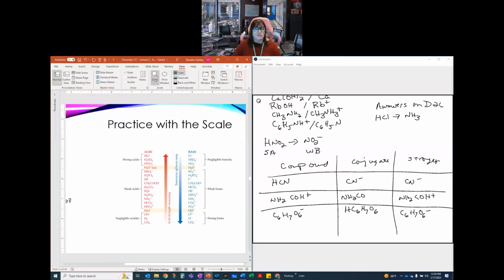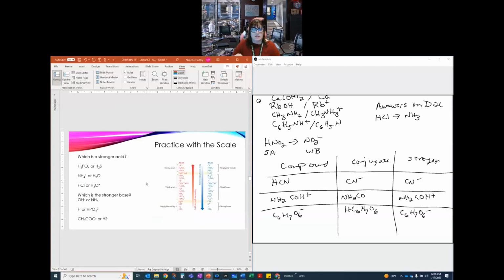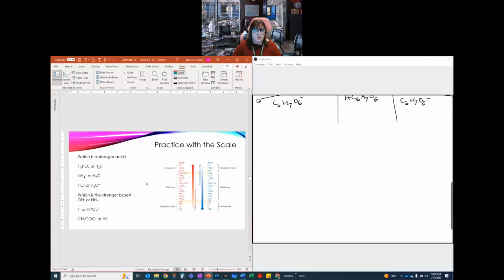I'm going to zoom out so we can see the whole thing. That's helpful. So which is a stronger acid, H3PO4 or H2S? Well, I see that H3PO4 is right here, so 2 down from H3O+. I see that H2S is then 1, 2, 3, 4 down from that. The higher one is the H3PO4. So H3PO4 is the better one because it's higher in the table.